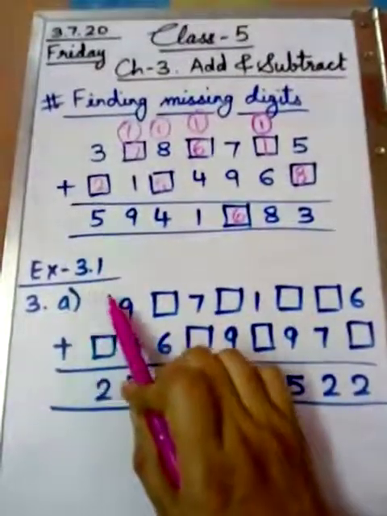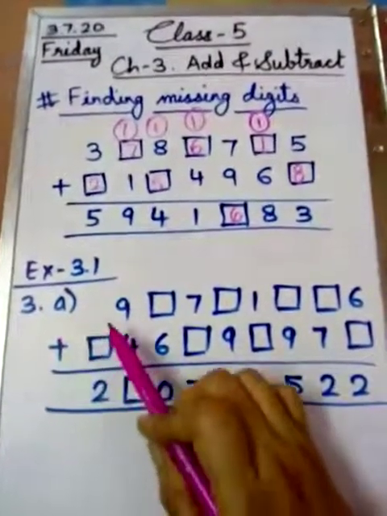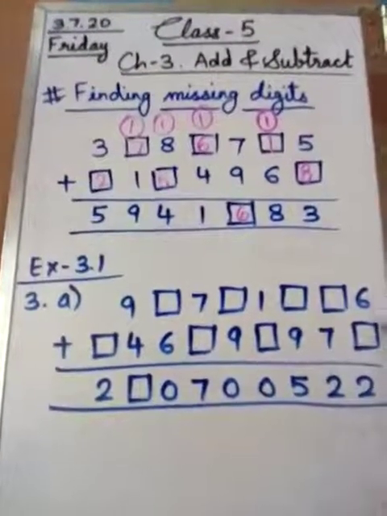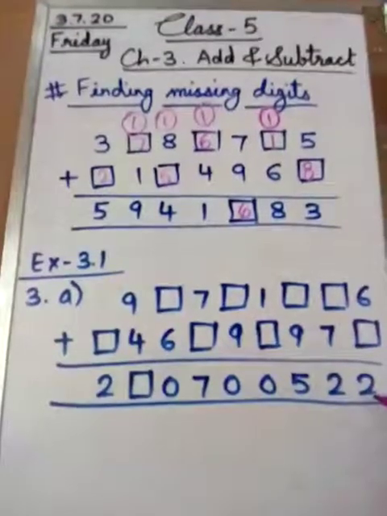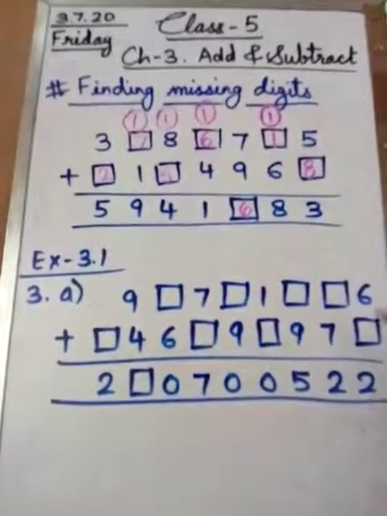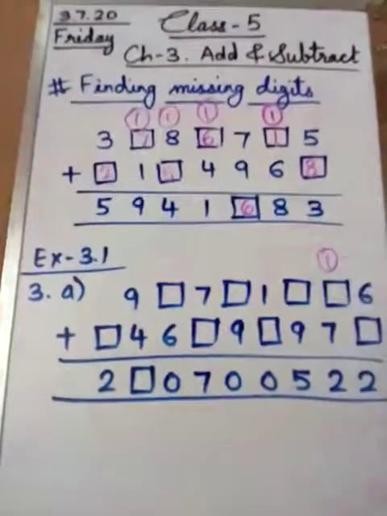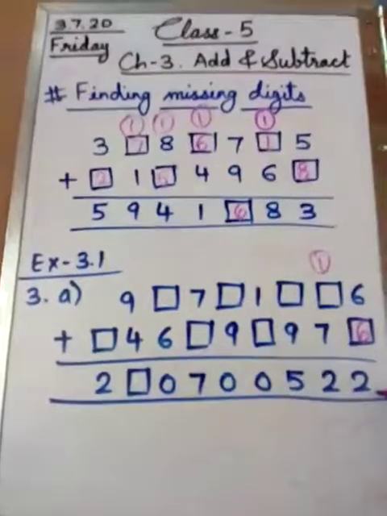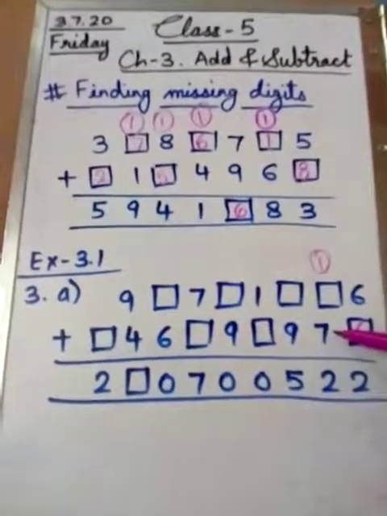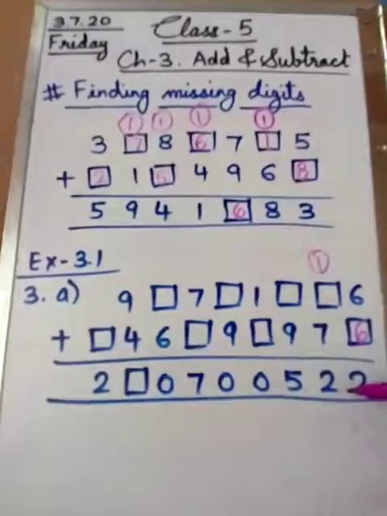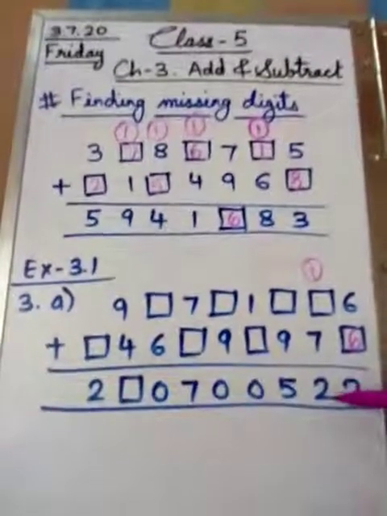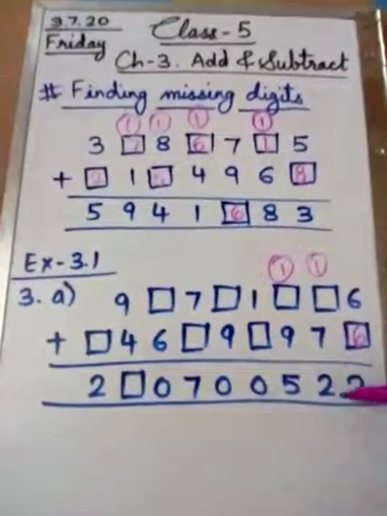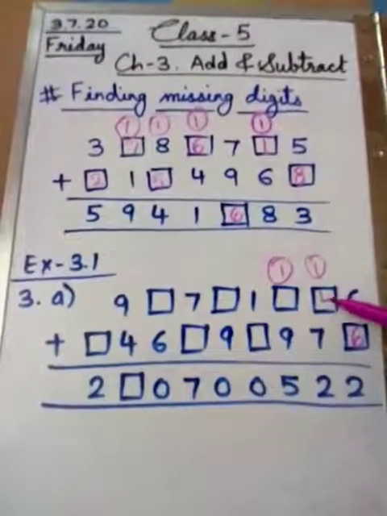Now I am taking exercise 3.1 question number 3a part, where again we have to find the missing digits. So let us start from the ones place. 6 plus what is 2? Is it impossible? Then it must not be 2, it must be 12. So 12 minus 6 is 6. 6 plus 6, 12. Carry 1. 1 plus 7 is 8. 8 plus what is 2? If it is impossible, then it must be 12. 1 carry and 2 down. So 12 minus 8 is 4.